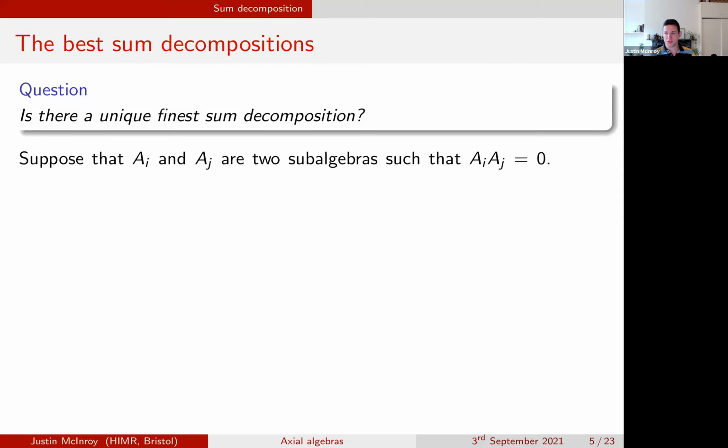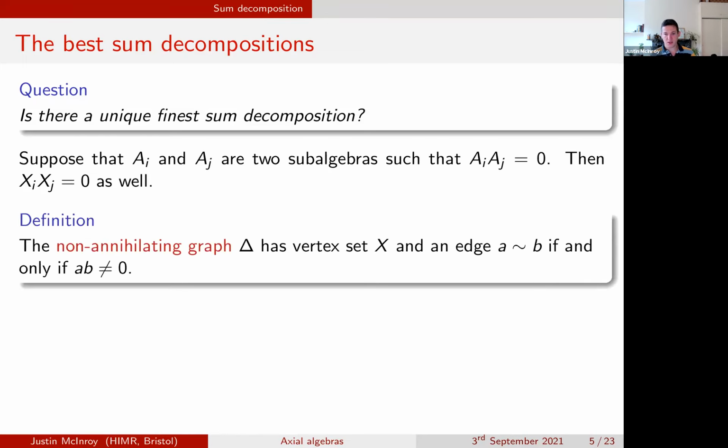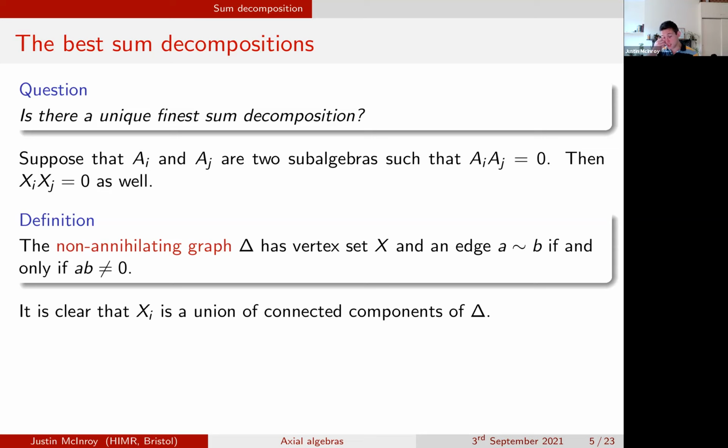So suppose we've got two subalgebras which annihilate each other. Then in particular, their axes must annihilate each other as well. And what I'm going to define is another graph called the non-annihilating graph. This has, again, vertex set the set of axes, and there is an edge between two axes if and only if they don't annihilate each other.